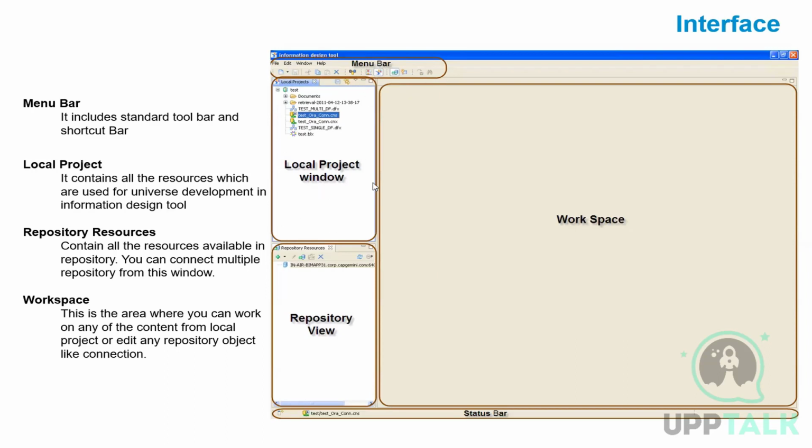And here, this is a local project window. Whenever we are creating any local projects from scratch, they will be saved here. Then after everything is ready, we can publish that to a repository. Then it will be saved in the repository view. This is the workspace where we include the tables and make the joins. This is the menu bar, this is a local project window, this is the repository view, this is the workspace, and this is a status bar. It will show whether the connection is loading, or whether the data foundation layer is loading. Everything, it is like a status bar.